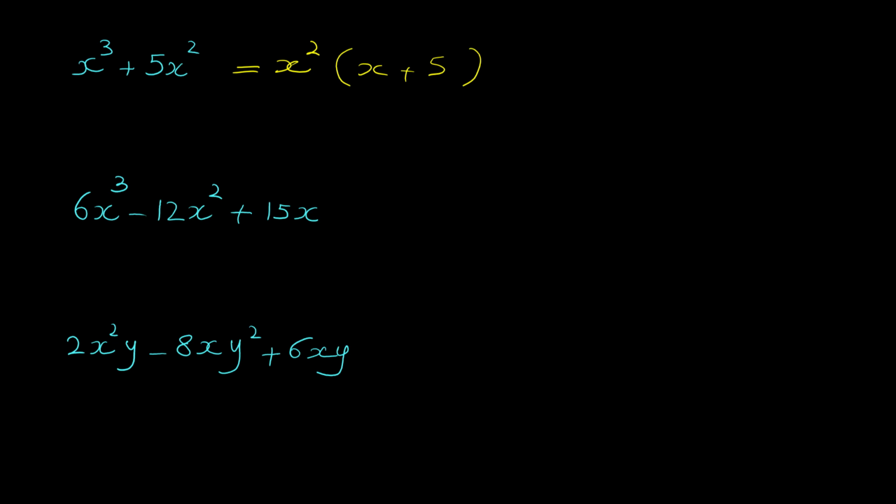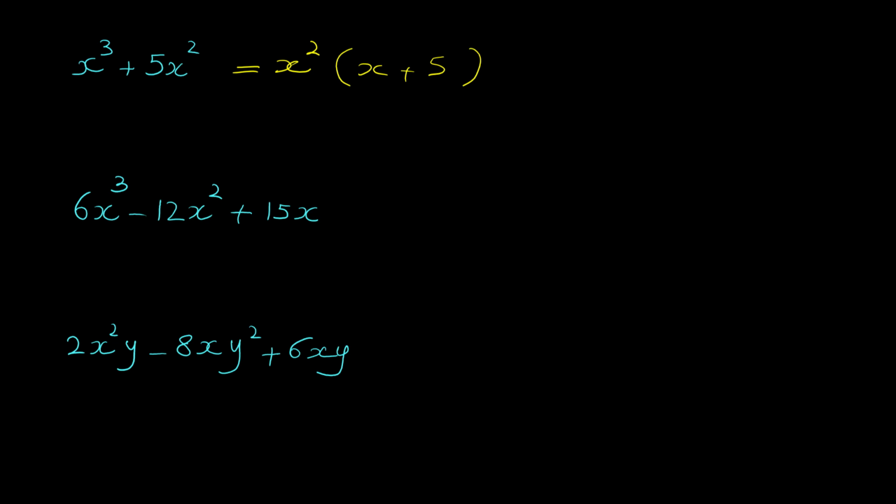Look at the next example, which is a little hard. 6x to the 3 minus 12x to the 2 plus 15x. First, focus on the numbers. Always look for common factor between the numbers and then variables like x, y, and so on. We have a 6, we have a 12 or negative 12 and 15. What is the common factor between 6, 12, 15? 6 is 2 times 3, 12 is 3 times 4, 15 is 3 times 5. 3 is common between them, so we can factor a 3 from these terms.